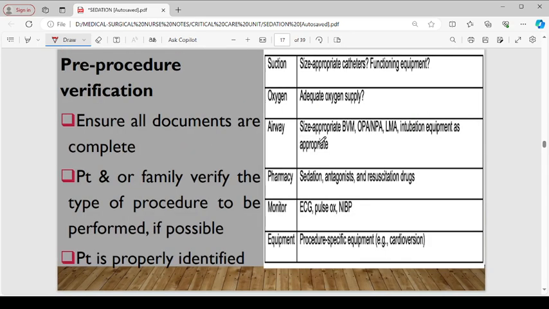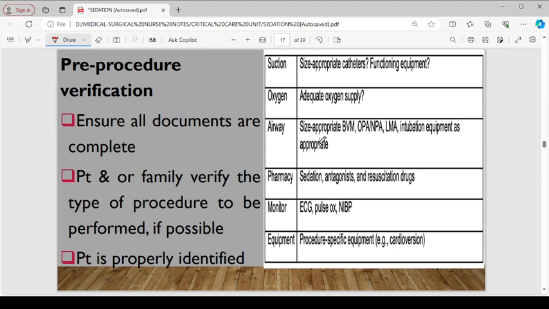So we have a pre-procedure verification where you ensure that all documents are complete. You could have the patient or the family verify the type of procedure to be performed if possible, and it depends on the circumstance. If it's an emergency and the patient is unconscious, the family will be very key at this stage. The patient is properly identified so that we have the right patient at all times.